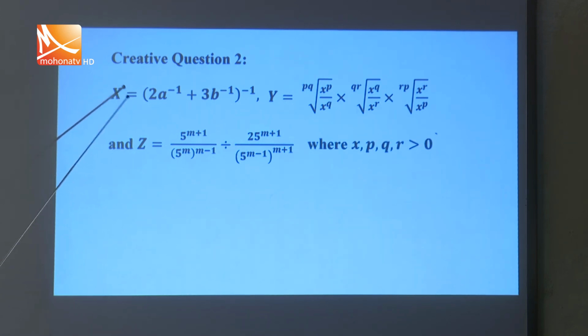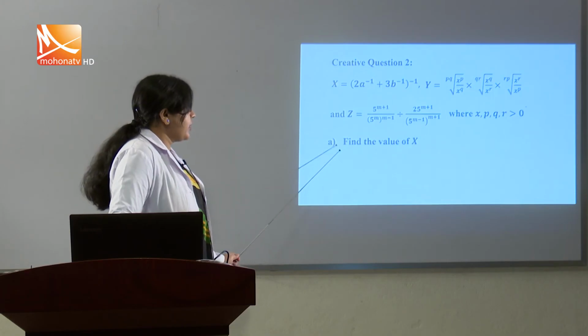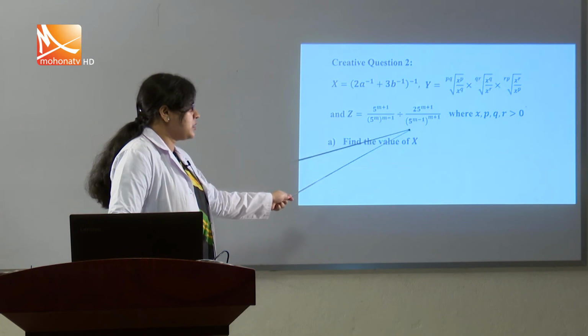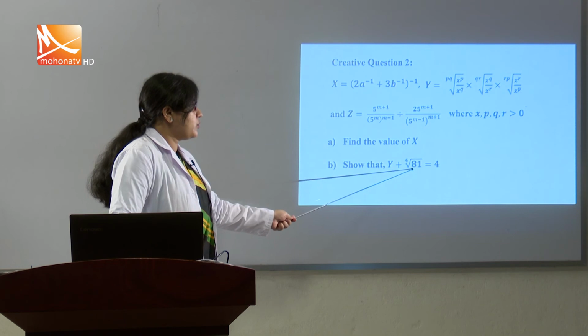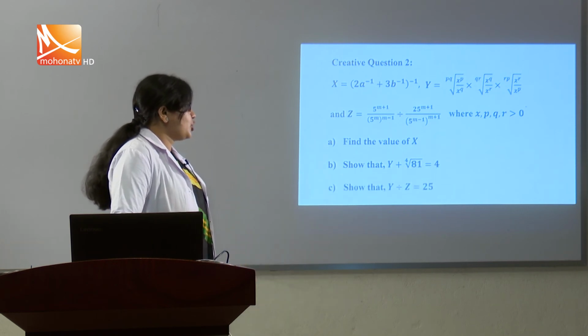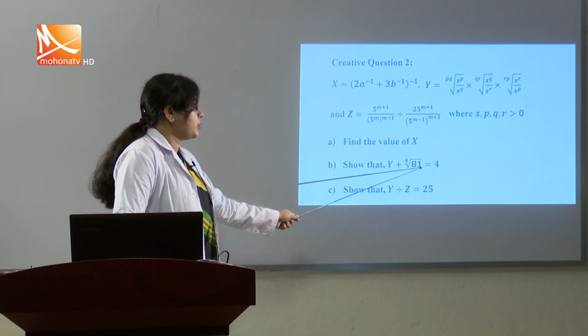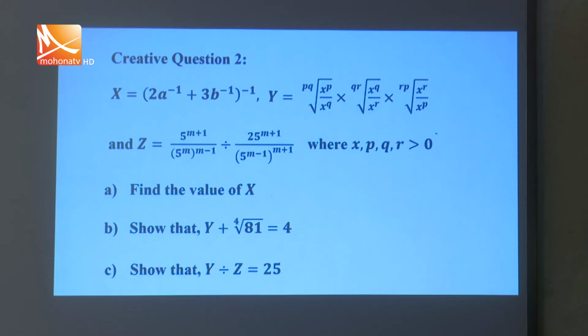So, that means we have these three expressions x, y and z, and we have three questions. Number A, find the value of x, you have to find out this value from this expression. Number B, show that y plus 4th root of 81 equal to 4, and number C, show that y divided by z equal to 25. Let us see the solution.